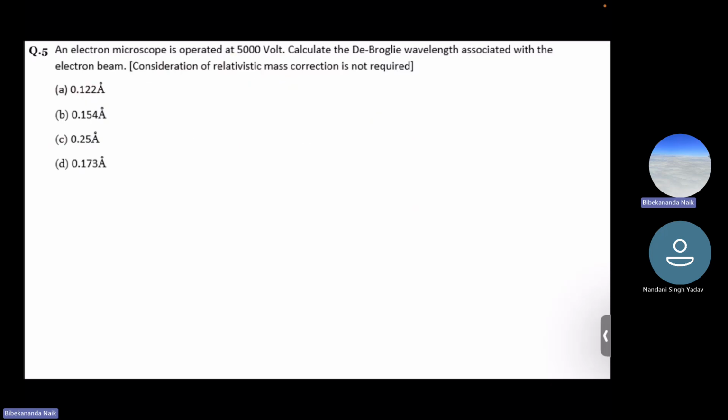Now we move to question number 5. Question number 5 says an electron microscope is operated at 5000 volt. Calculate the de Broglie wavelength associated with the electron beam. Consideration of relativistic mass correction is not required, so here we will not consider relativistic mass correction. And the options are option A 0.122 Armstrong, option B 0.154 Armstrong, option C 0.25 Armstrong, and option D 0.173 Armstrong.